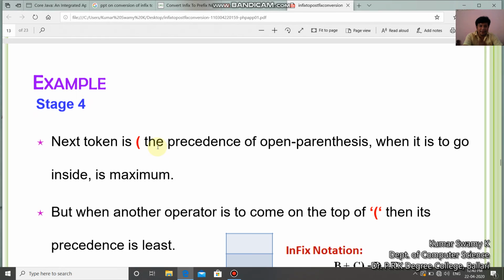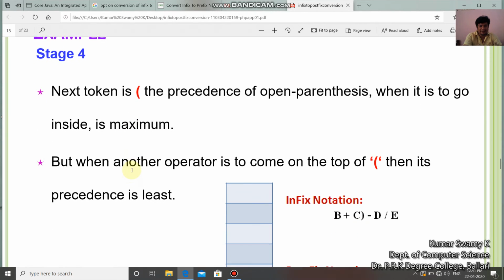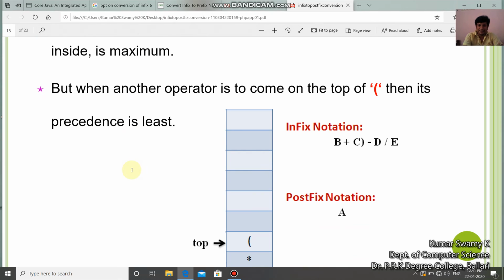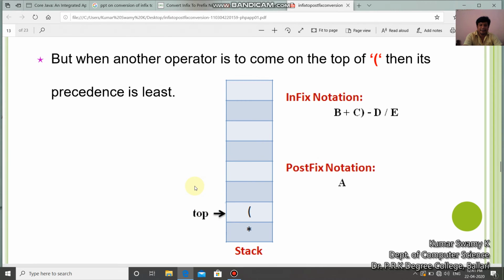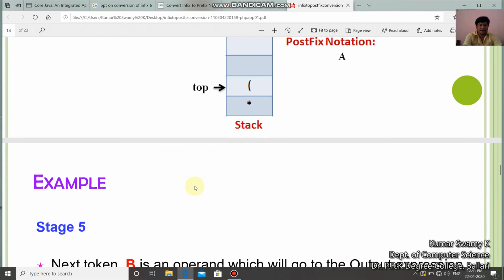Next we come across a left parenthesis. The precedence of an open parenthesis when it is to go inside the stack is maximum. But when another operator comes on top of the left parenthesis, its precedence is least. As of now it has maximum precedence, so we push it onto the stack. Now top is incremented by 1. You can see that.